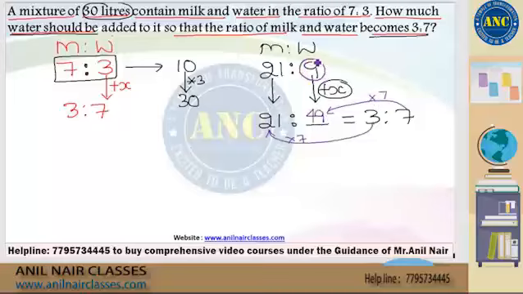Earlier it was only 9 liters of water. Now it is 49 liters of water. For 9 liters to become 49 liters, how much extra water did you add? You added another 40 liters of water. The answer for this question is 40 liters.